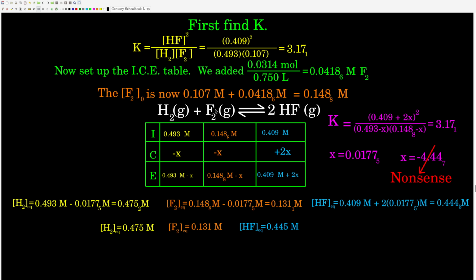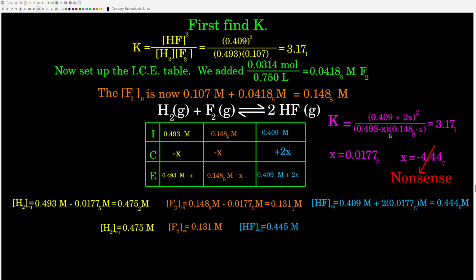Which means that if it shifts to the right, we're going to lose some hydrogen and fluorine. That's why it's minus X here and minus X here and plus 2X here, because we make 2 hydrogen fluorides for every one of each of these that we lose. And so at equilibrium, we get our concentrations in terms of X. We can plug into the equilibrium expression. So there's hydrogen fluoride, 0.409 plus 2X, whole thing squared, and then hydrogen, fluorine, both minus X.